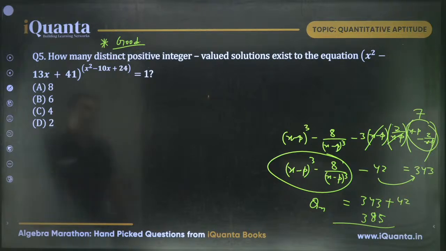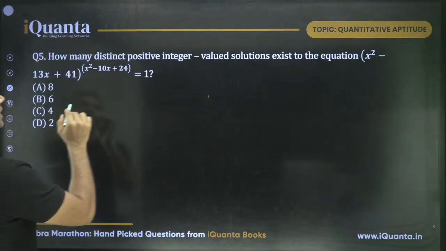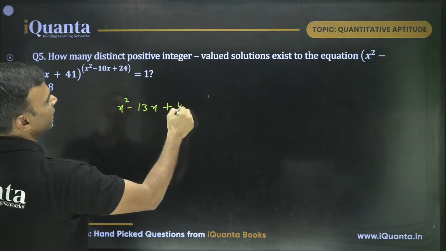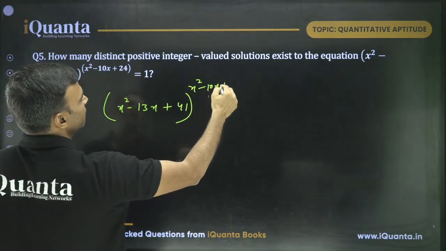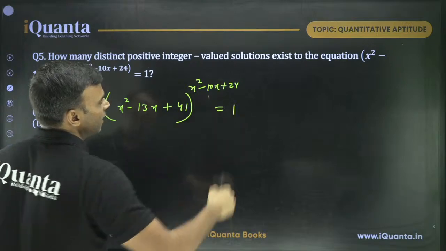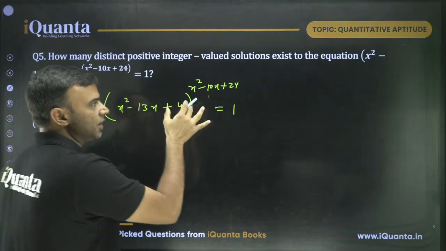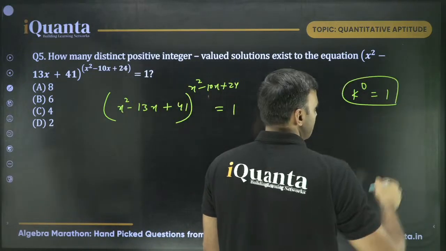All right. Let's go ahead. I'm going to remove all of this, and we have (x² − 13x + 41) to the power (x² − 10x + 24). This is equal to 1. How is it possible? Again, in this structure, what we know is anything to the power 0 is equal to 1. This is one possibility.